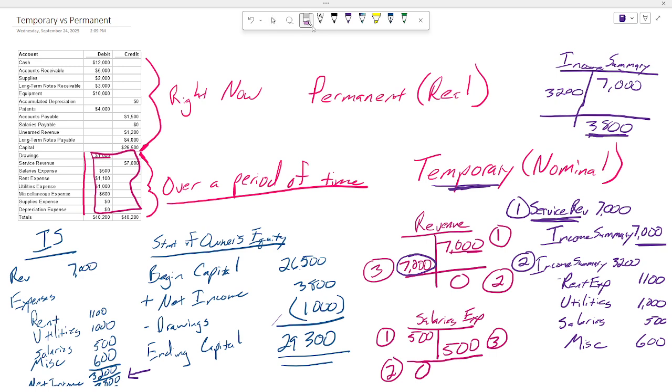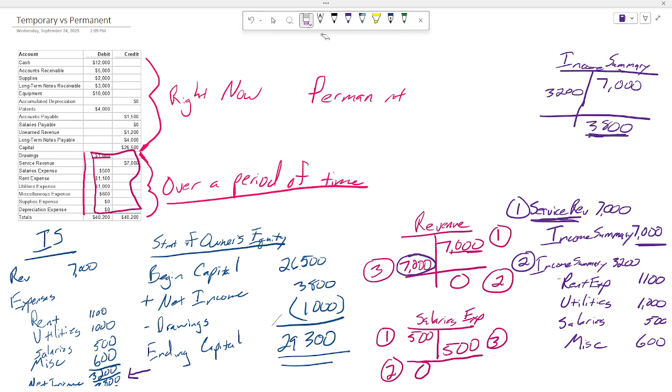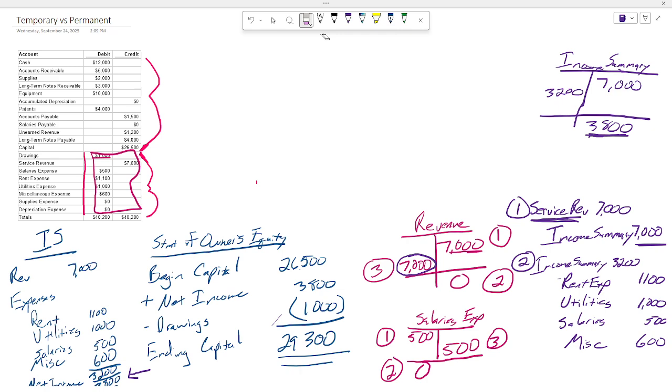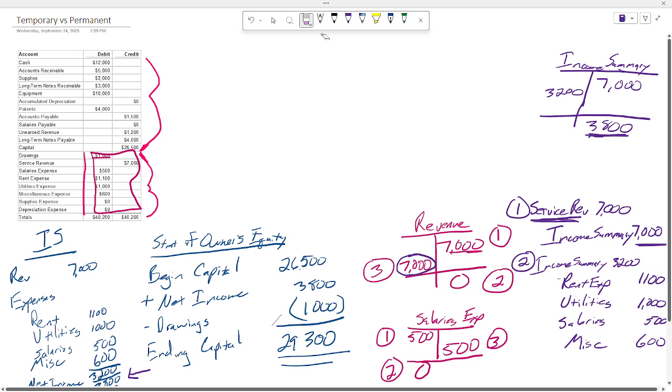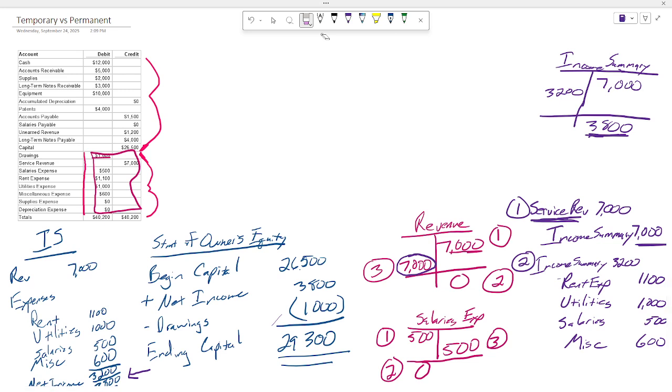All right, I'm going to erase a few things here so that we can have a little bit more room to work. All right, so we have now successfully reset our revenue and expense accounts, and net income right now is in the income summary. Well, the third step, so I'm going to do the third step all the way up here. So sorry about having to do this here, but we're going to put the third step up here.